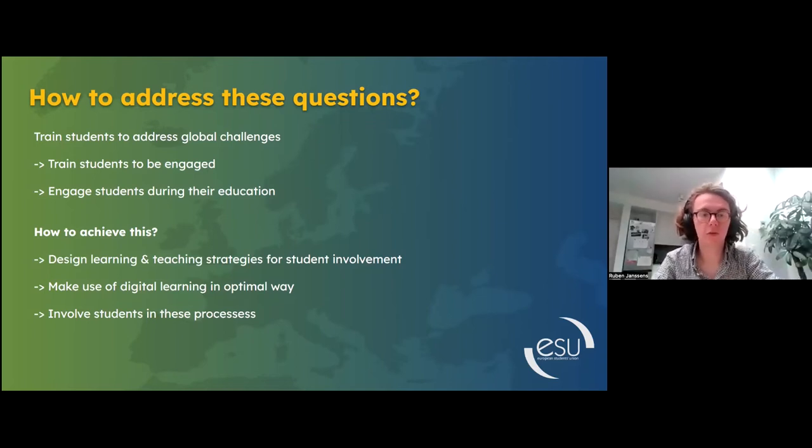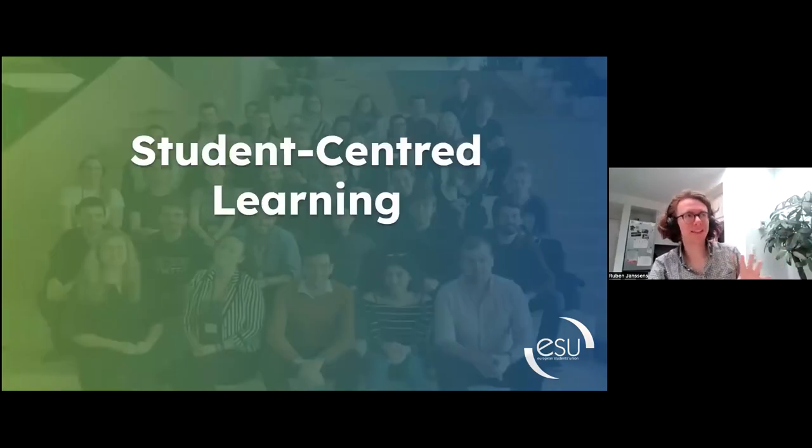So for that, first, we need to design the learning and teaching strategies so that students are involved all the way through. Two, we need to make use of digital learning technologies in the best way possible. That means also making sure that students are involved with each other and with the education. And in all of those processes, including the design processes, we need to involve the students as well. So I'll start a little bit with the learning and teaching part.